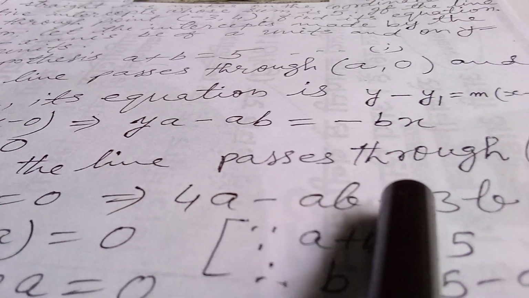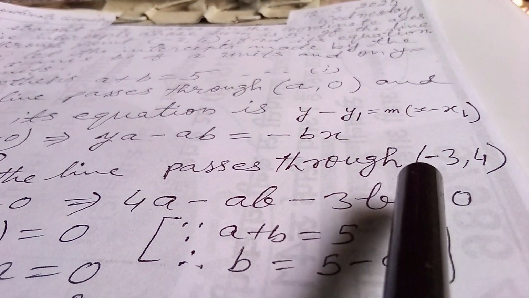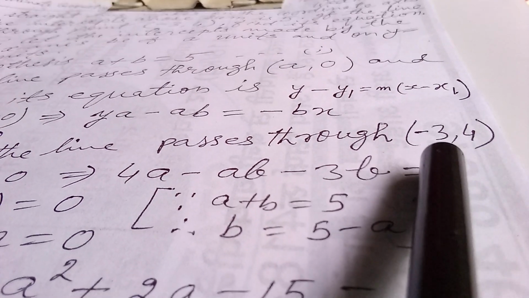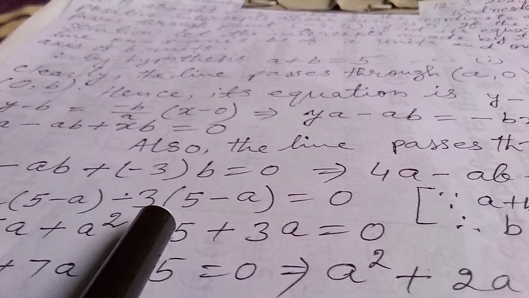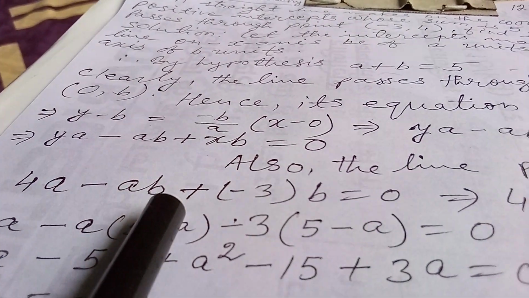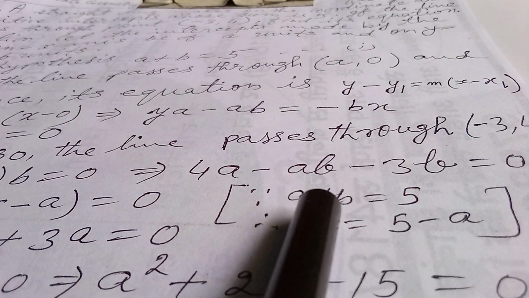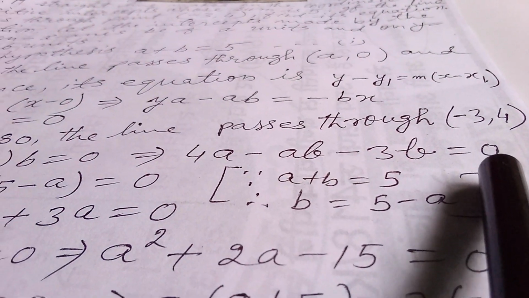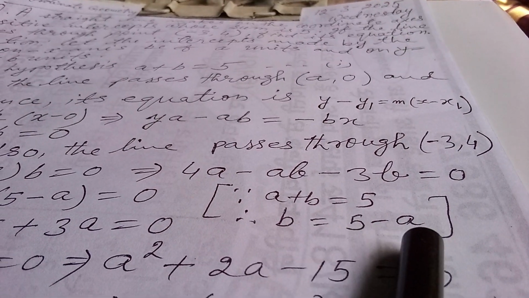Also the line passes through (-3, 4). That means in place of x we put -3 and in place of y we put 4. Then we get 4a minus ab plus (-3) into b equals 0. This implies 4a minus ab minus 3b equals 0. Since a plus b equals 5, b equals 5 minus a.